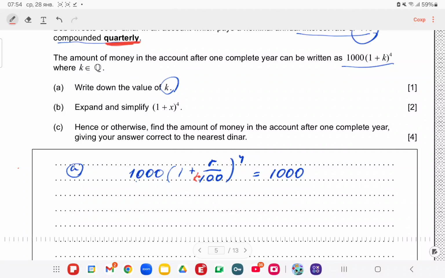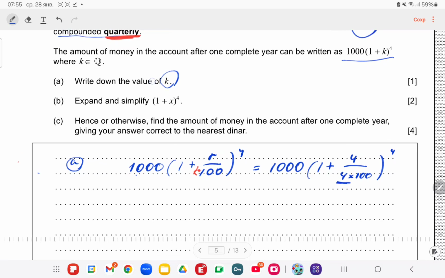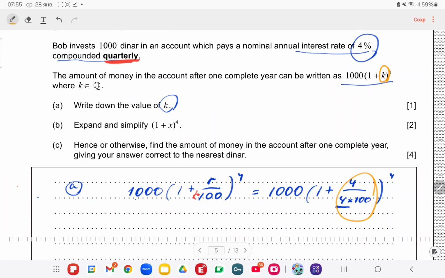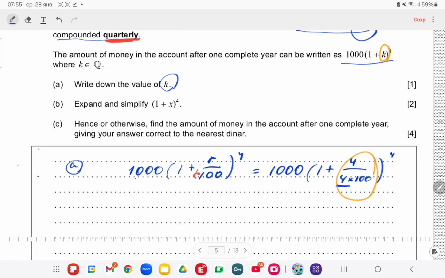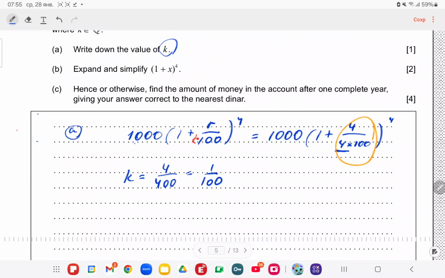So the value of k could be found in the brackets. So 1 plus 4 over 4 times 100, to the 4. Okay, so it's 4, it's compounded quarterly, and you see that it says that it's our k. So this k is our fraction. So it means that k is equal to 4 over 400, or 1 over 100. Okay, this is 1 mark. Part A finished. Now let's go to part B.